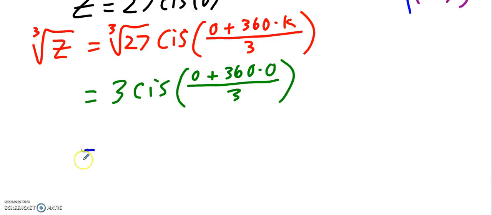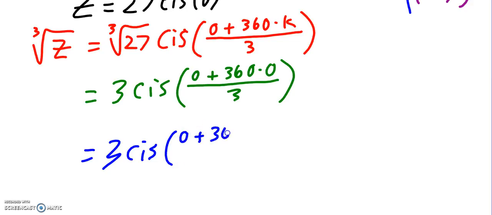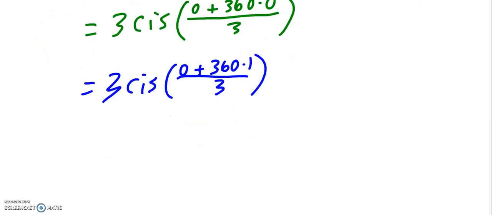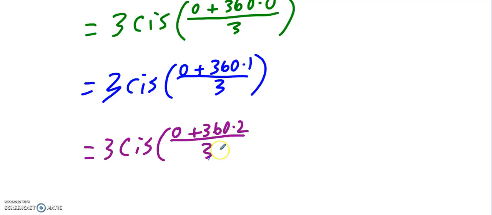Then I'm going to have 3 CIS of 0 plus 360 times 1 over 3. And then the third answer is going to be 3 CIS of 0 plus 360 times 2 over 3. So this is the pattern using DeMoivre's theorem.